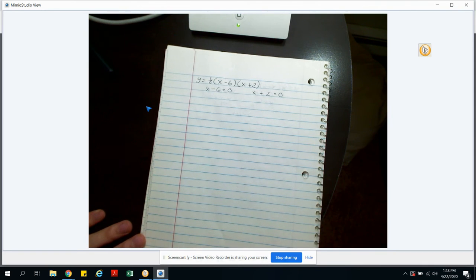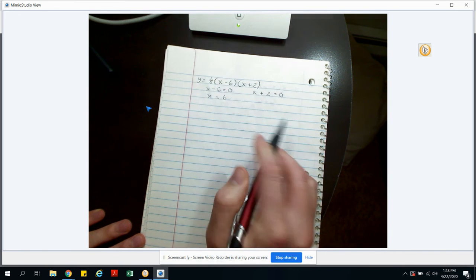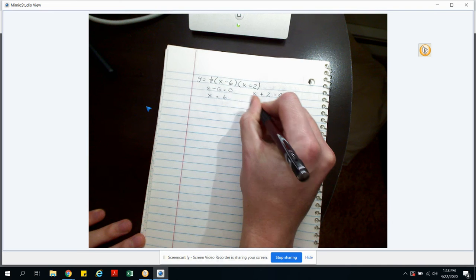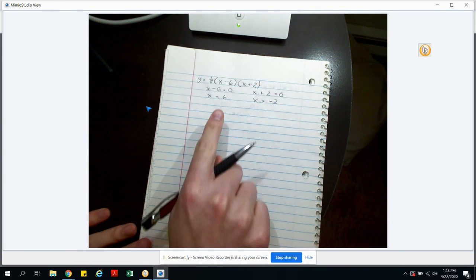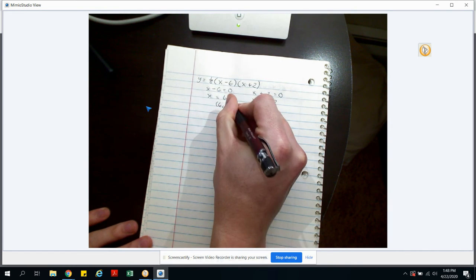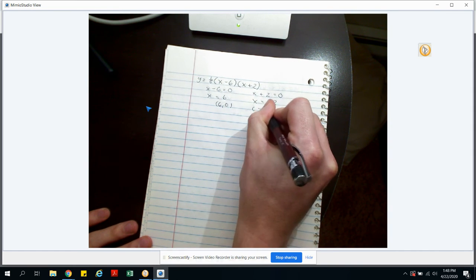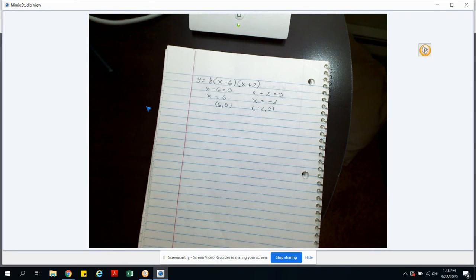Go ahead and solve for x. So here I'm going to add 6. Here I'm going to subtract 2. Okay, so my x-intercepts are going to be at (6, 0) and (negative 2, 0). So let's flip back to the graph.